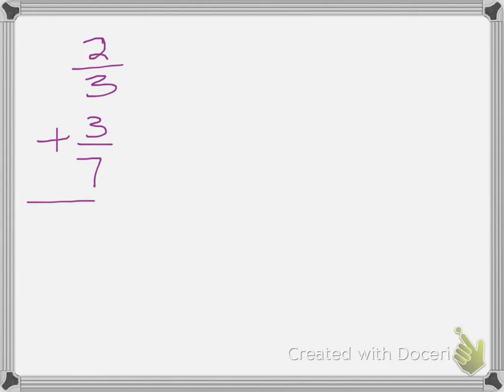So we did this on Friday, but just to review, remember the very first thing that you're going to do is to find a common denominator. Since 3 and 7 are not the same, we are going to make equivalent fractions. And the first thing that 3 and 7 go into is 21. So I'm going to make new denominators of 21.